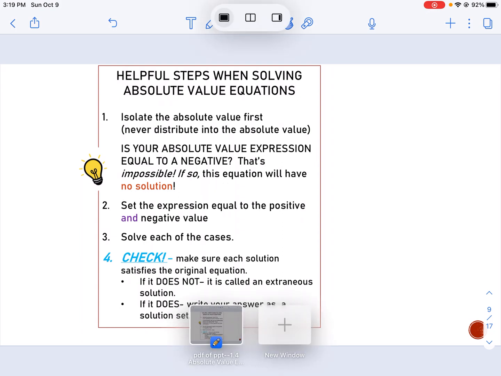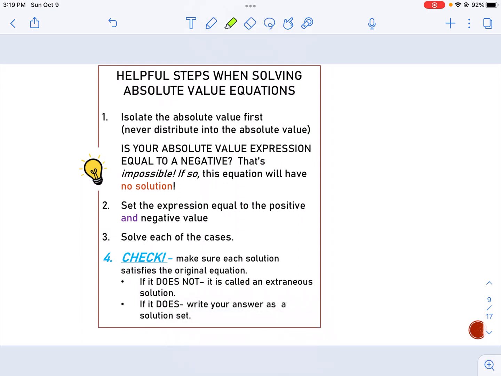Now, before we begin, these are some helpful hints that might help you as you go through some harder absolute value equations. The first thing I always recommend is to isolate the absolute value expression first. Remember, just like order of operations, we always simplify that first. So we never distribute into the absolute value. We don't treat it as if it's parentheses. Then I always ask myself, is my absolute value expression equal to a negative? If so, we can just stop right there and say it's impossible. Absolute value can never be negative. Say that to yourself a few times in your brain. Absolute value can never be negative.